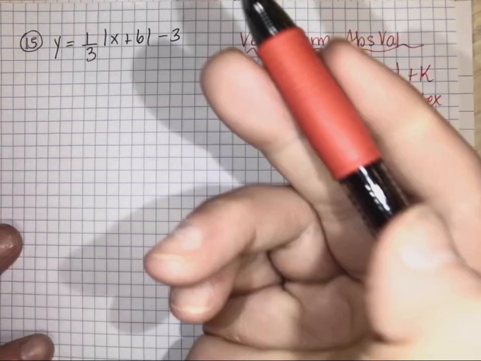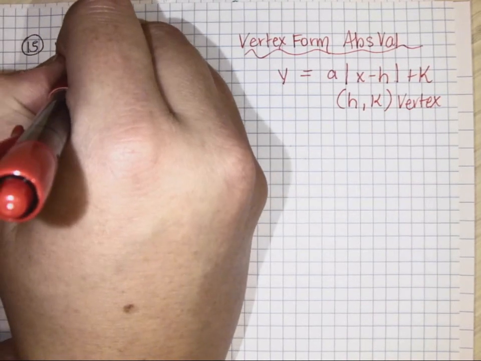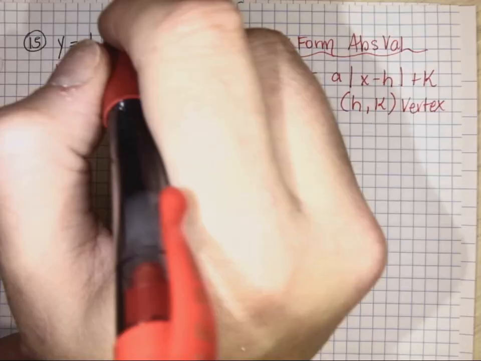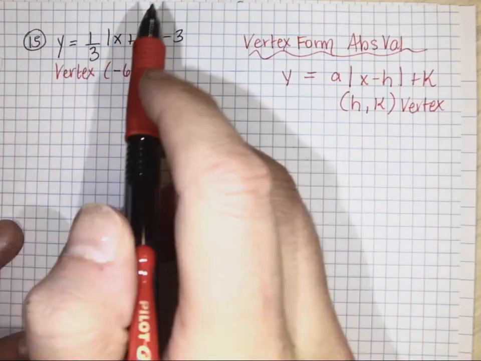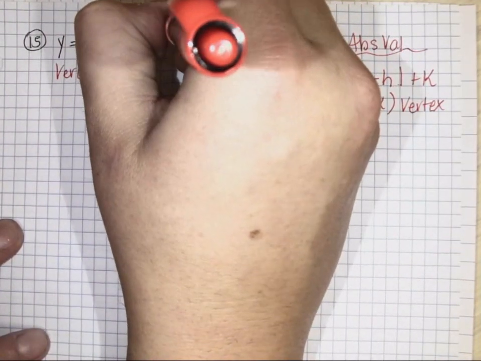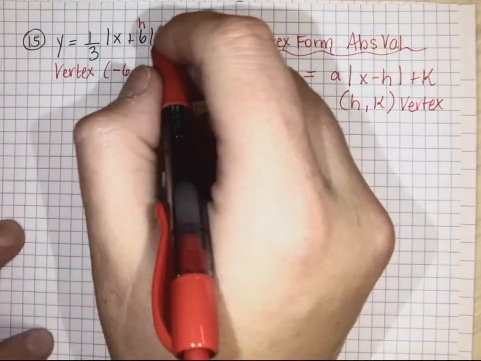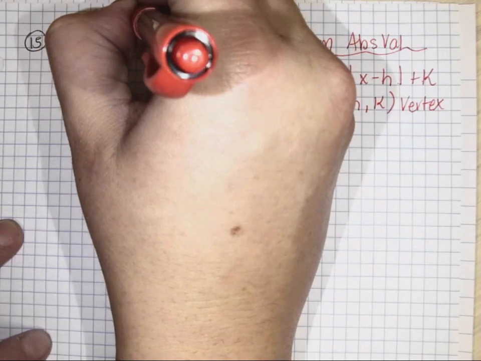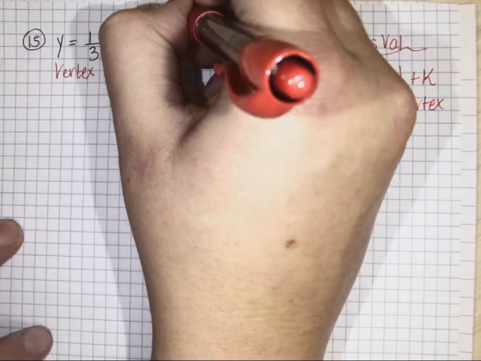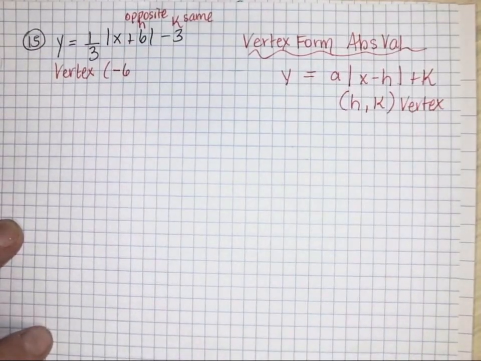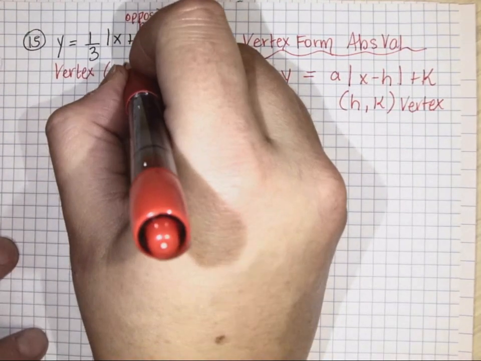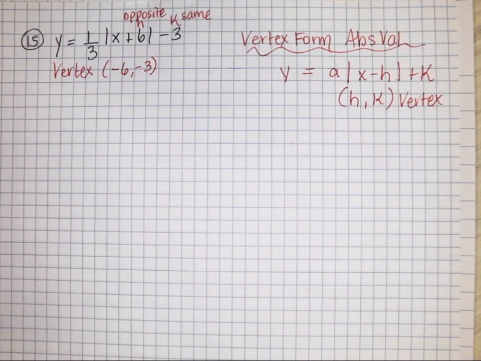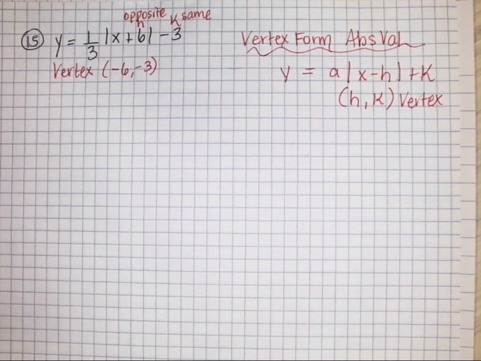So in this case, my vertex, and vertex is your starting point, is -6, because I did the opposite. This is your h and k. Notice that k stays the same. So I always do the opposite to get h, but k is the same. So -3. That's where I'm going to start on this graph. That's the point that it should come to a V.